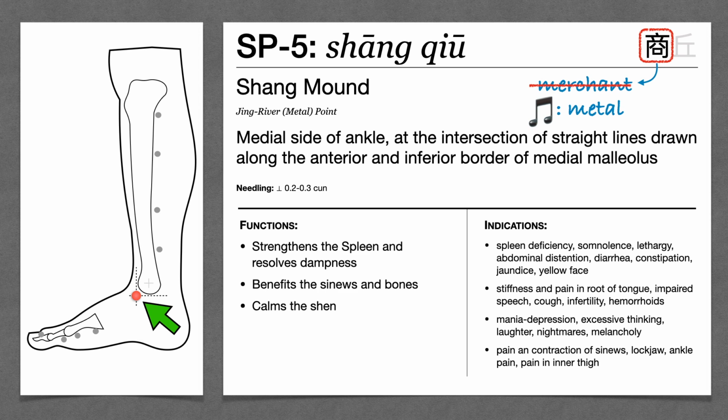We've actually seen this before with points like lung 11, Shao Shang, lesser Shang, or with large intestine 1, Shang Yang. So with lung and large intestine, those are points on the metal channels. Here, with spleen 5, this name is referring to the fact that spleen 5 is the Jing river and metal point on the spleen channel.